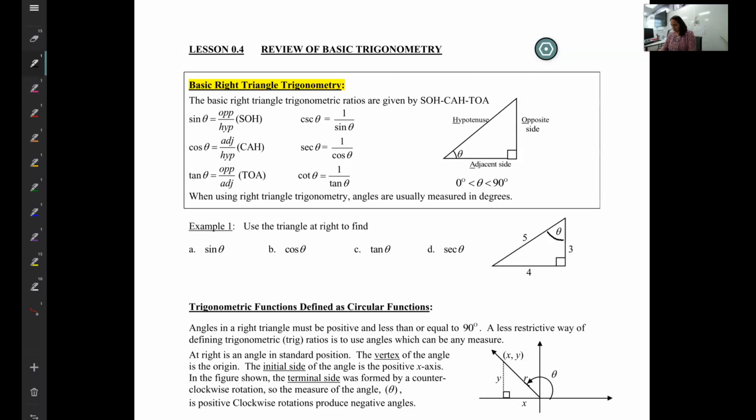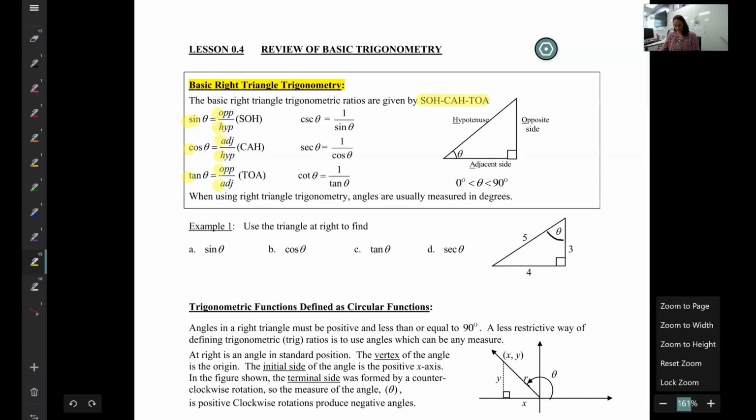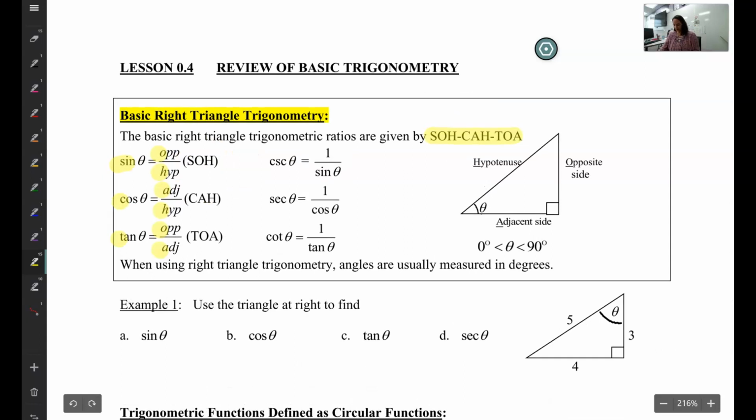So SOHCAHTOA right here, that's in the world of basic right triangle trigonometry, where sine is opposite over hypotenuse, cosine is adjacent over hypotenuse, CA, and tangent is opposite over adjacent, TOA. SOHCAHTOA. And that works when we're talking about right triangles and we have a hypotenuse and an opposite and an adjacent.